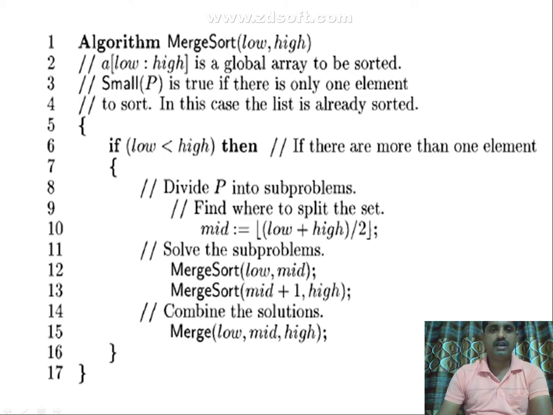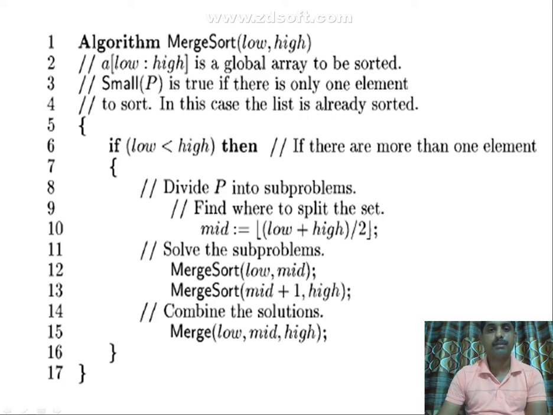Algorithm merge sort of low comma high. If low is less than high, then divide p into subproblems. How to divide? Mid equal to low plus high by 2, and solve these subproblems, that is merge sort of low comma mid and merge sort of mid plus 1 comma high, and combine these solutions, merge of low comma mid comma high. Now that is only for the merge sort.